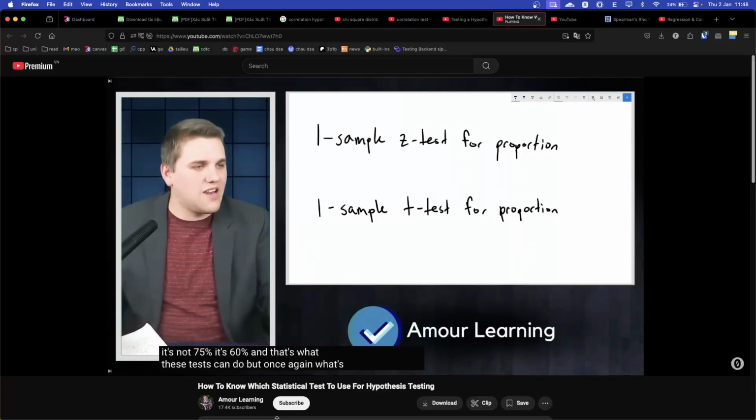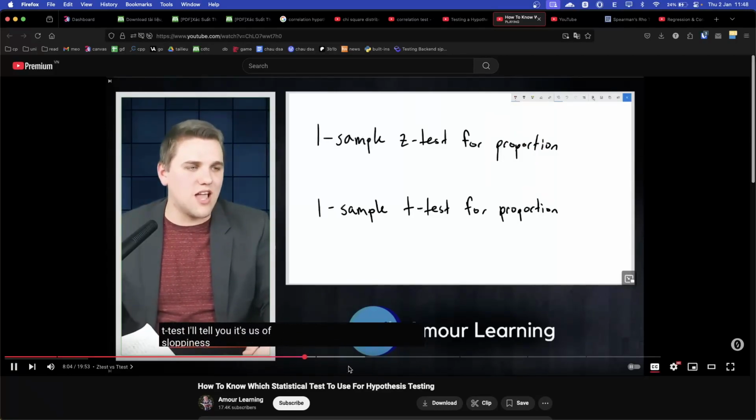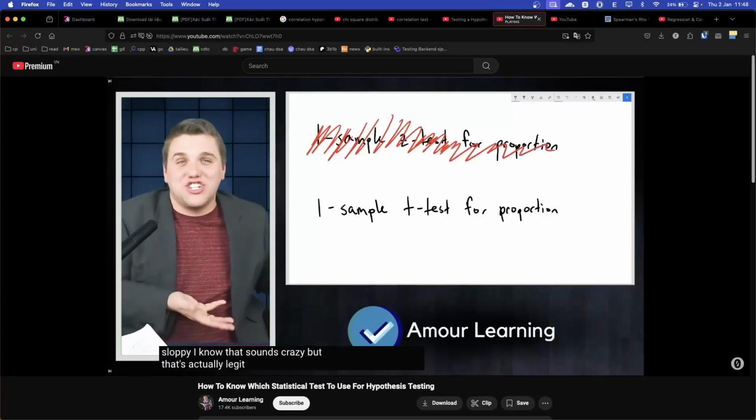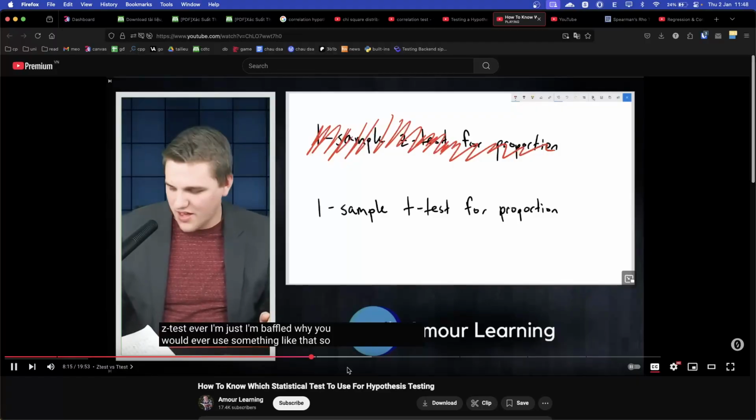But once again, what's the difference between a z-test and a t-test? Well, I'll tell you, it's sloppiness. If you use this, then you're sloppy. I know it sounds crazy, but that's actually legit. If you use a z-test ever, I'm baffled why you would ever use something like that.